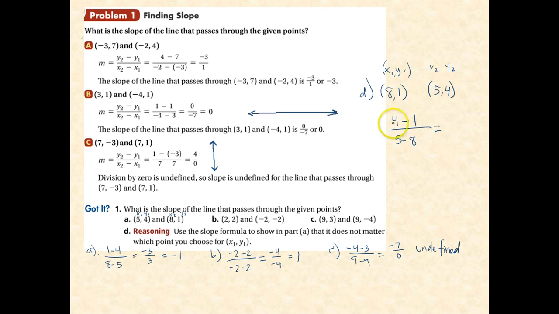Are we going to get the same answer? 4 minus 1 is 3. 5 minus 8 is negative 3. And 3 divided by negative 3 is negative 1. Same slope as we got before. So it doesn't matter which point you choose to be x1 and y1. As long as you do your math right, you'll get the same answer.